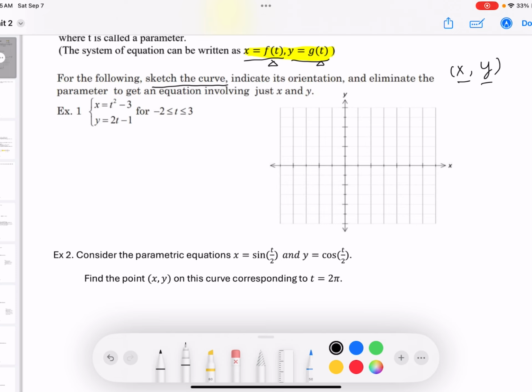Okay, so how to plot the point? We need to find the x value and y value. The t value is given. It's bounded between -2 and 3. If I know the t value, for example, t is -2, can you find the x value? Yes, I plug it into my first equation. Then I plug it into the second equation, and I can find the y value. Then I have (x, y). That is my point. Plot the point, and I can find the graph. So let's list the table.